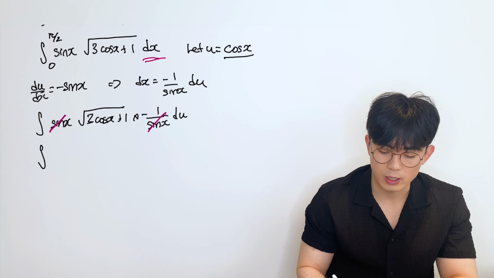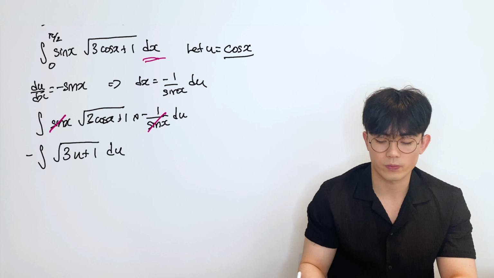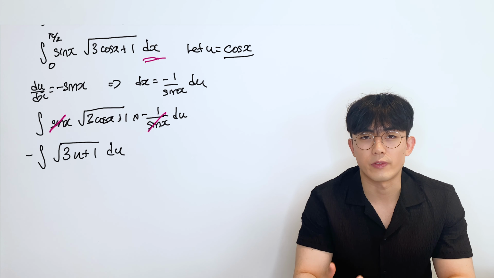So it's going to be the root of 3 cos x is u plus 1, and there's a negative sign here, so I'm going to take the negative sign outside, du. Right, now we've replaced everything with u.